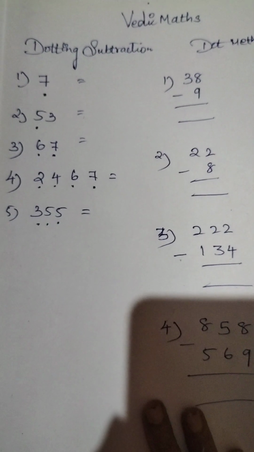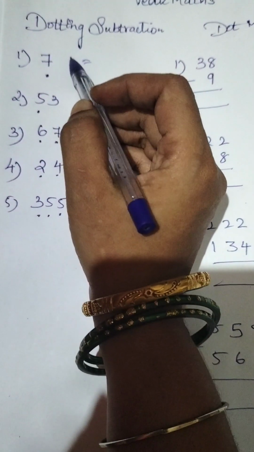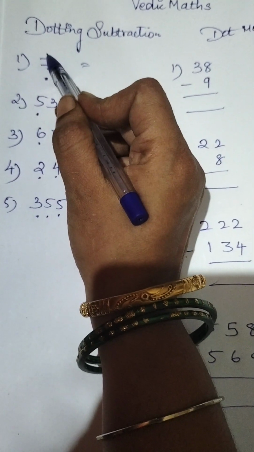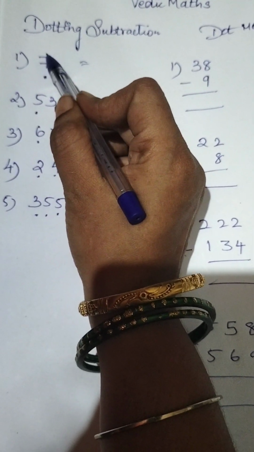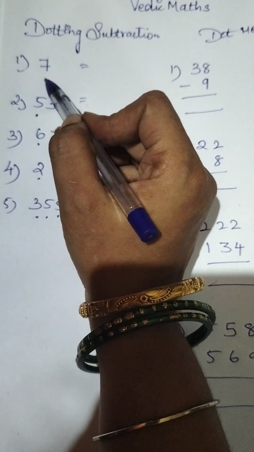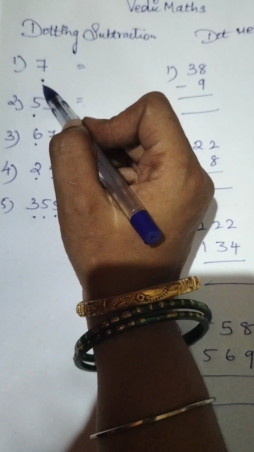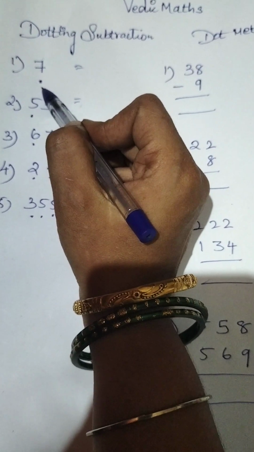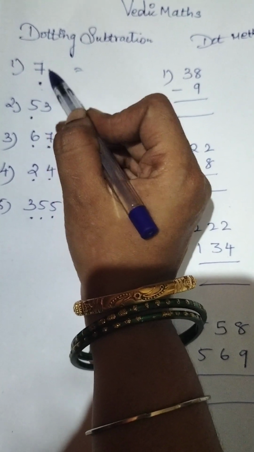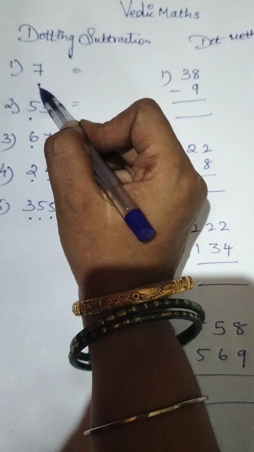Topic is dot subtraction. Before that, we recall the dot addition. If 7 has a dot above it, it is addition, so it will become 8. If the dot is down, it is subtraction. So 7 with a dot down becomes 6. It is considered as minus 1. So 7 dot is 6.